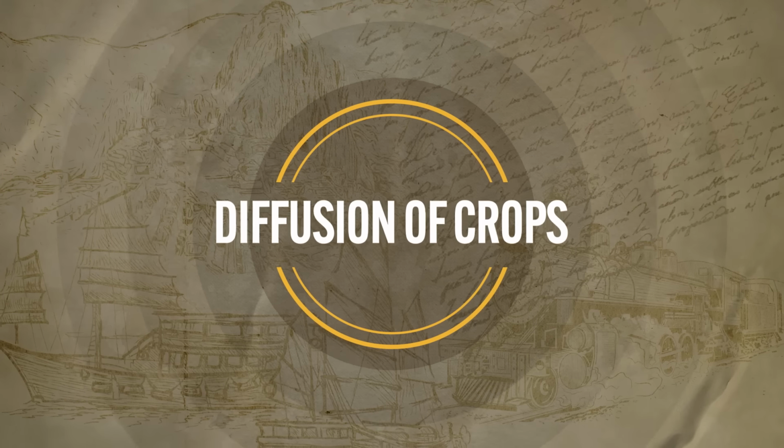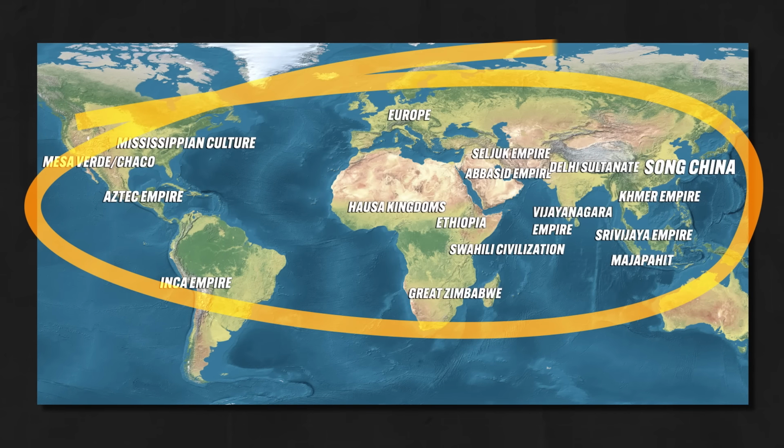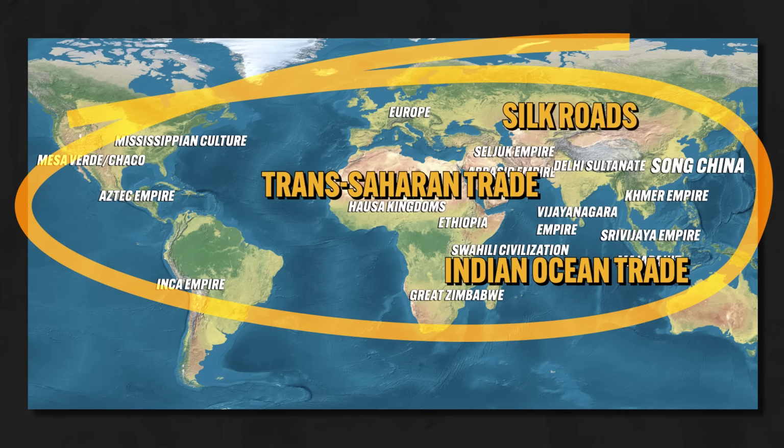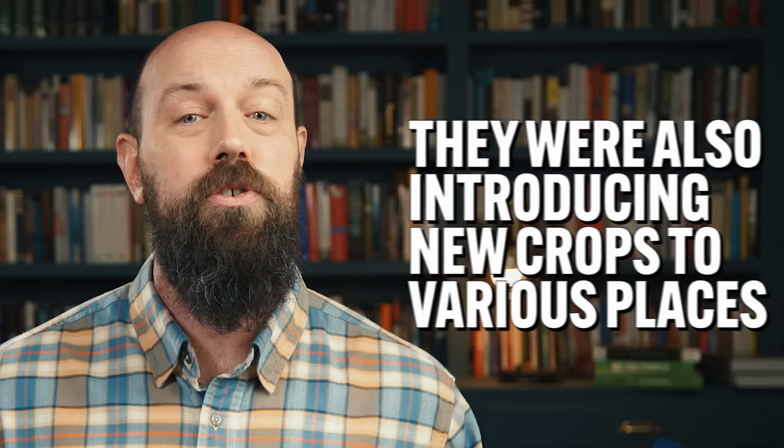Okay, now we've established in previous videos that with all these states being linked through trade routes like the Silk Roads and the Indian Ocean trade and the Trans-Saharan trade, lots of people were moving around and intermingling. But they weren't just hawking porcelain and salt and gold through these connections, they were also introducing new crops to various places.